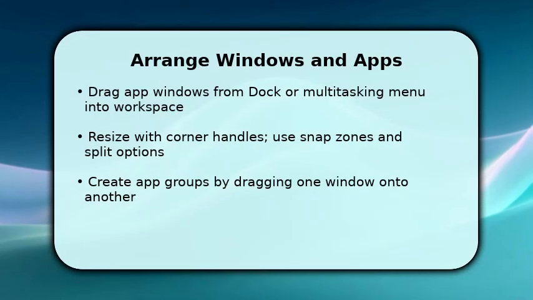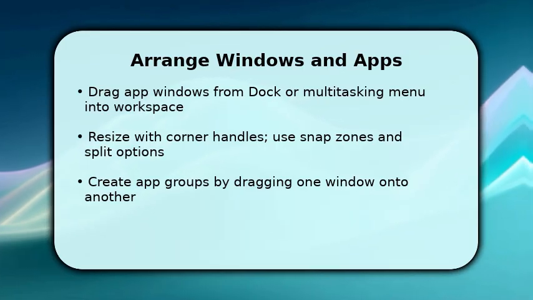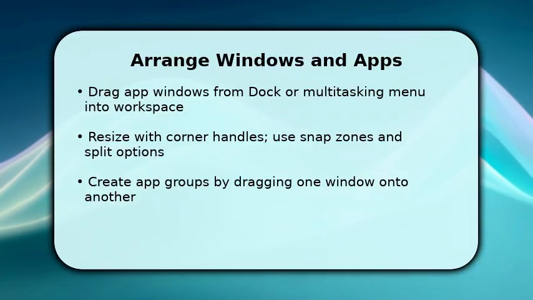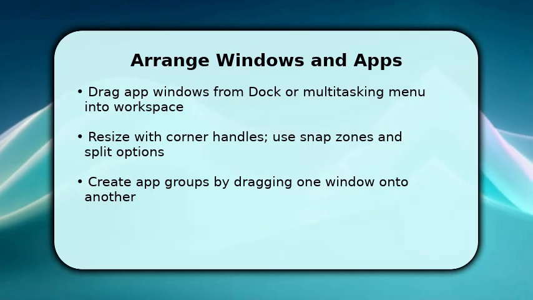Now you'll organize the workspace. Drag apps up from the dock or app switcher into the Stage Manager area, then resize each window using the corner handles to prioritize content. Once positioned, use snap zones to anchor windows and choose Split for side-by-side editing.